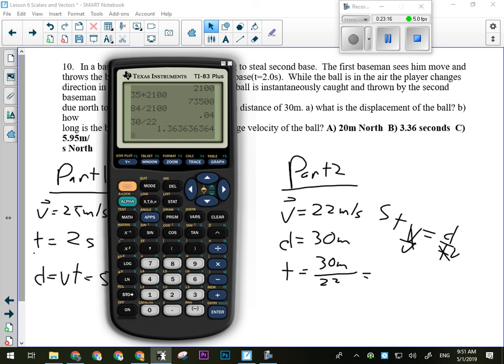So in part two, it's in the air for 1.36 seconds, plus the 2 seconds it was in the air in part one, and we're looking at 3.36 seconds of total flight time of the ball. Everybody okay with what we did there?